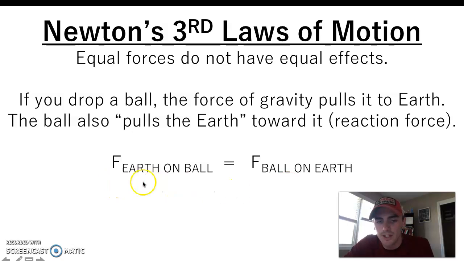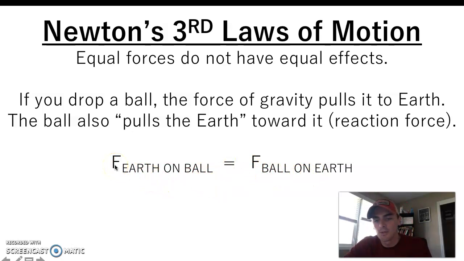So if we go look here, the force of the earth on the ball is equal to the force of the ball on the earth. A lot of kids miss this question because, oh, well, the earth is so big. But these are partner forces. See how the words are just flipped around? That's what Newton's third law is, equal and opposite. That's what this is all about here.